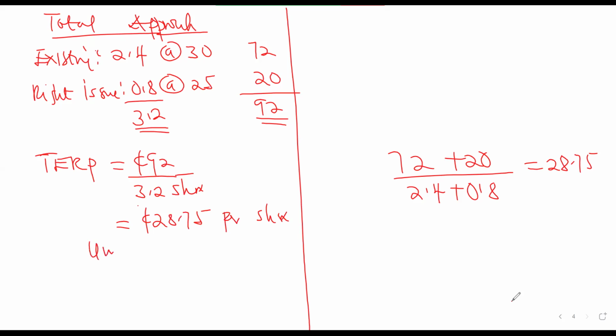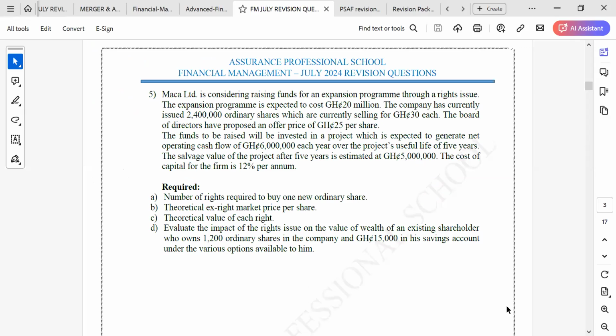Let's try the unit approach. Why am I doing both? Because you can have a question where you have no information on the unit and they give you only total values. They can also give you a question without telling you to find the number of rights. So you can just go ahead and use the total approach without finding the number of rights. But since we have the number of rights, it means that we can use it.